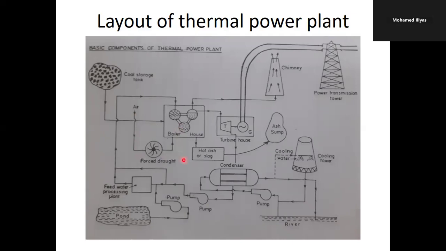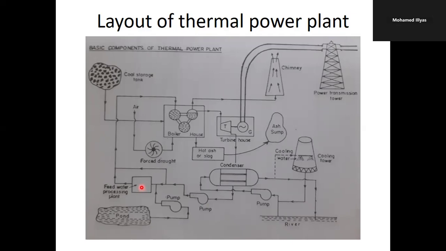And for the feed water supply, generally thermal power plant needs huge amount of water. For that we need to have water resources. Generally the water will be taken from a pond and that will be supplied to the feed water processing plant. In the feed water processing plant, the scales or impurities in the water will be removed. So it's very important, we need to remove the scales present in the water.